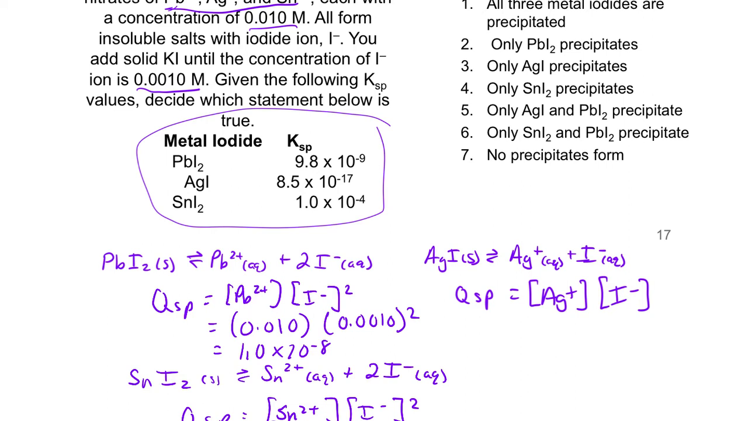Then we can compare Q to K. K for lead iodide is 9.8 times 10 to the minus 9. So Q is greater than K. Does a precipitate form? Yes. Good.